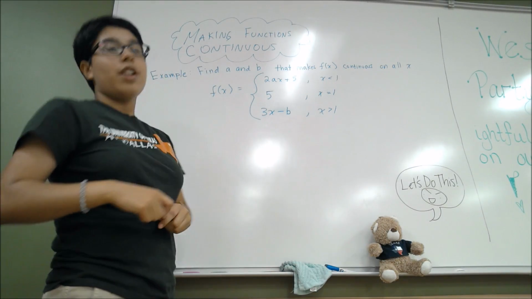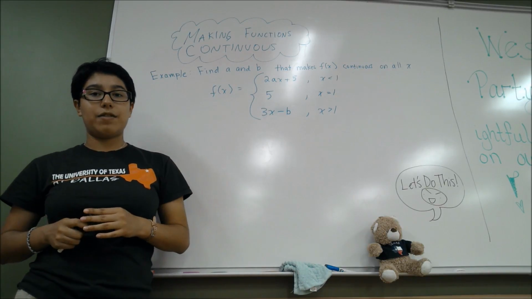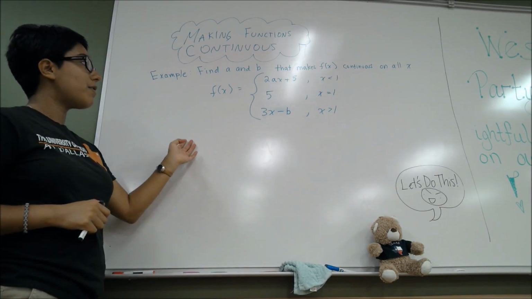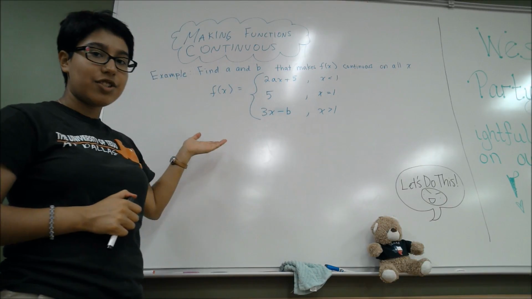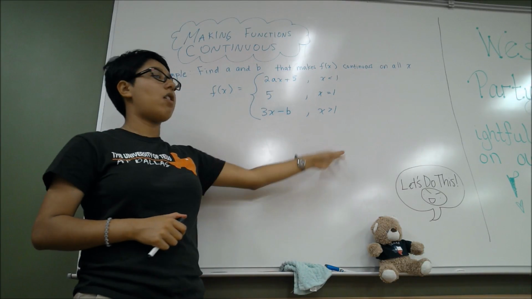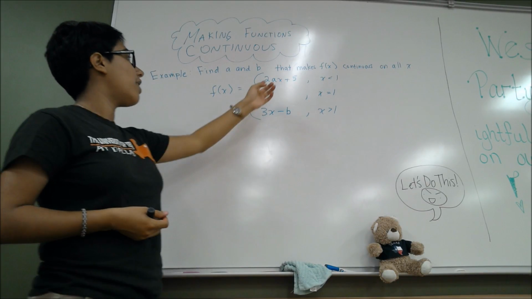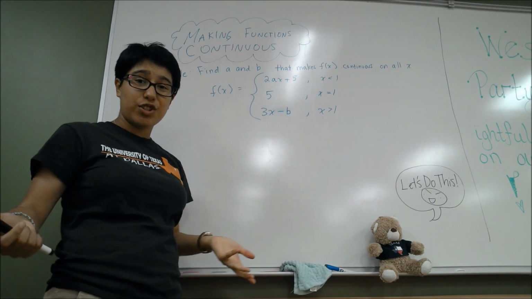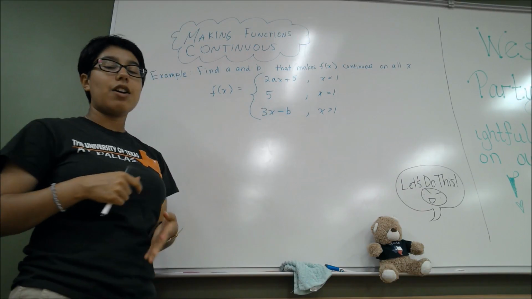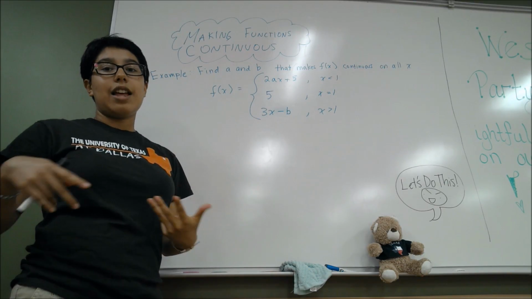Okay. Alright, so we have another example, this time with two variables that we have to find. So we have to find an A and a B such that it makes this function continuous on all x. And so the first thing to note is that both of these are polynomial equations, actually straight lines. So we know that they are by themselves continuous on all x.